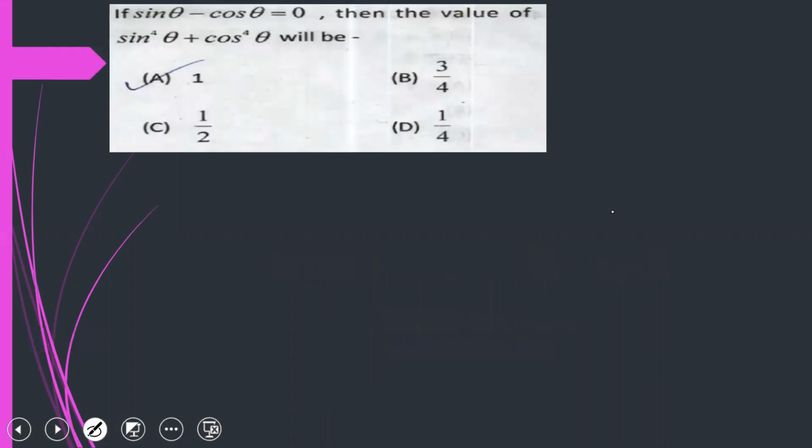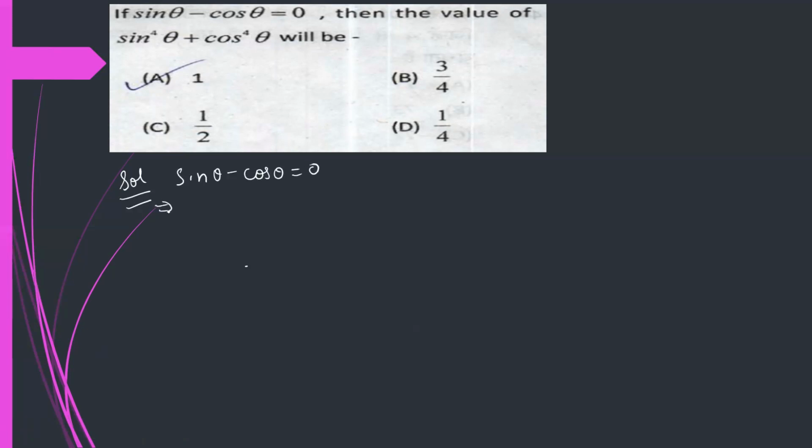This question: if sine theta minus cos theta equals 0, then the value of sine to the power 4 theta plus cos to the power 4 theta will be. Now, how will we solve the problem? Let's solve and discuss. We are provided with sine theta minus cos theta equals 0, which can be written as sine theta is equal to cos theta, which can further be written as sine theta upon cos theta equals 1. And this is basically tan pi by 4.